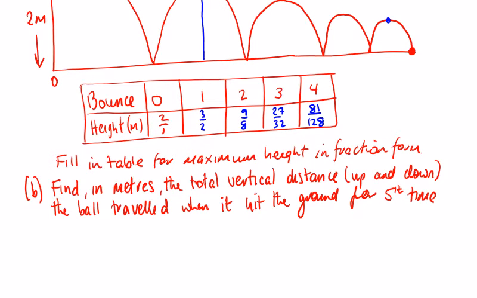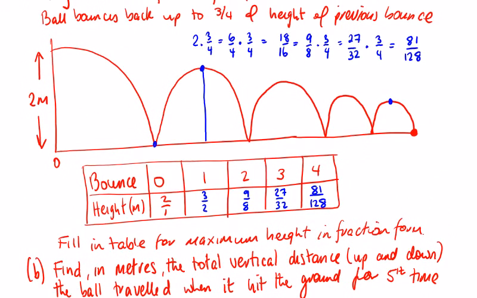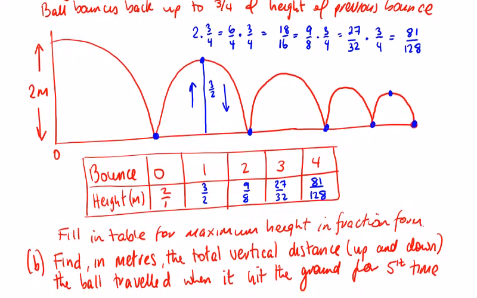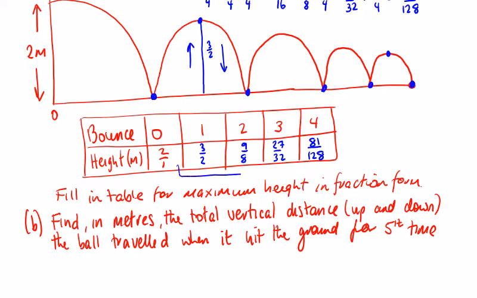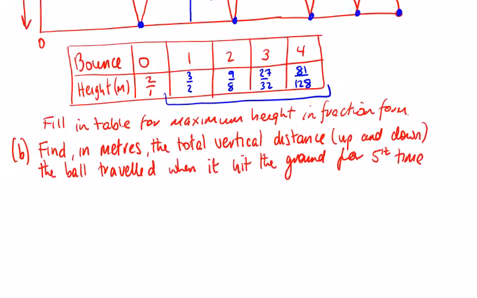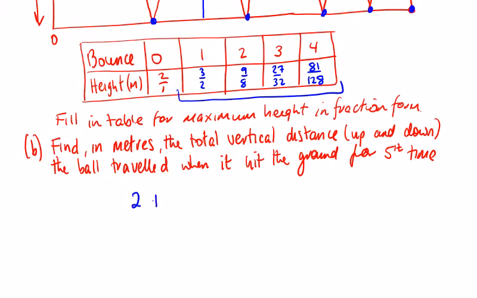Part B, find in meters the total vertical distance up and down the ball travelled when it hit the ground for the 5th time. So 1, 2, 3, 4, 5. So it's the terms we've already used. The vertical distance of this one is 3/2, so it goes up 3/2 and down 3/2 vertically. So we need to double all these numbers, add them together and add 2. So 2, that's the first one, plus twice 3/2 plus 9/8 plus 27/32 plus 81/128.